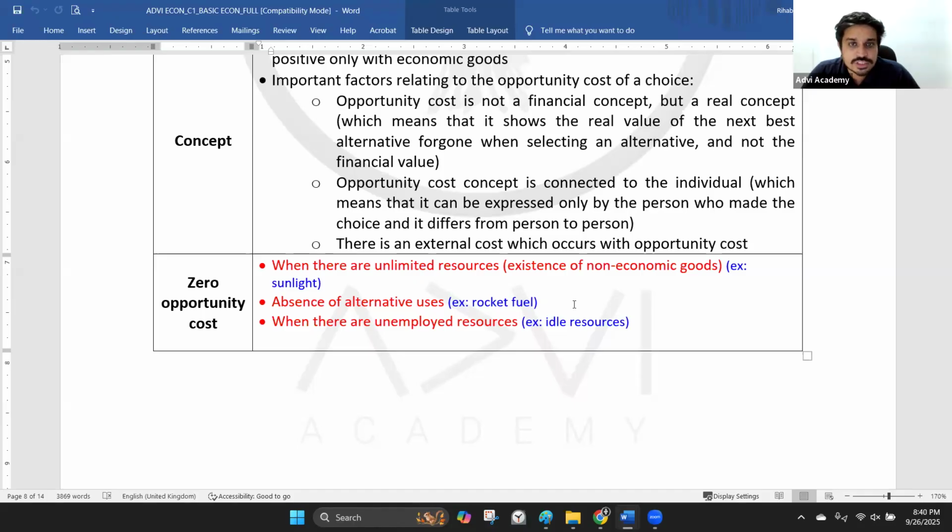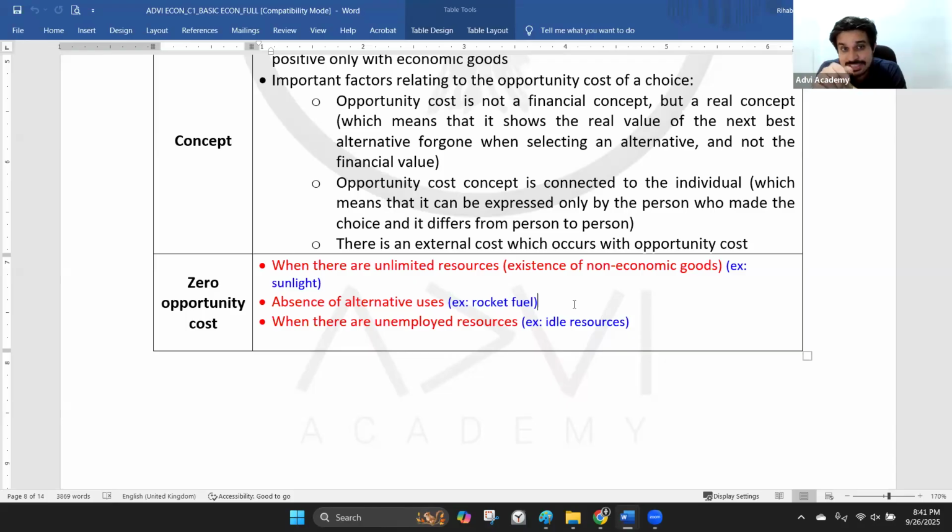So if there are no alternative uses, can we calculate opportunity cost? Not really. If there's only one use, then there's no opportunity cost, right? And then thirdly, unemployed resources. For example, in a factory, if you have a worker who is just sitting and waiting, that means he's unemployed. There is no work. Can you calculate an opportunity cost for a person who's just sitting and waiting? Not really. Opportunity cost has to come when a choice is made. When you're just sitting and waiting unemployed, you're not technically making a choice, so you can't calculate opportunity cost.